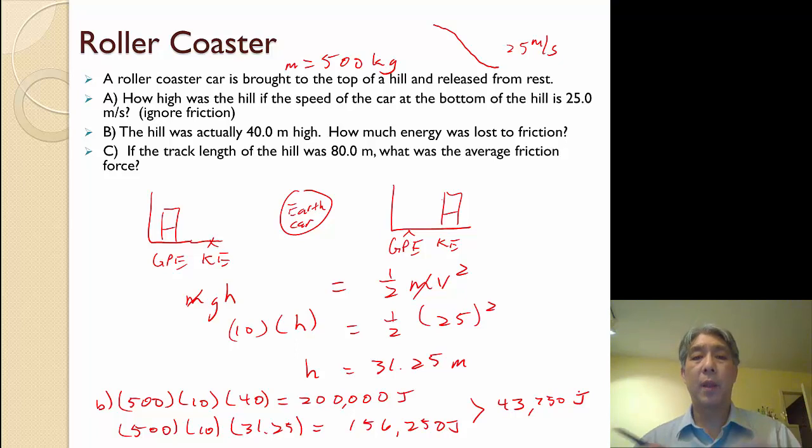Part C lets us get into using force times distance. The friction is opposite direction of travel. It's kinetic friction. My distance is 80. Average friction force, I'll let you calculate that at home. So we'll talk about that and finish that in class as well. Okay, thank you.